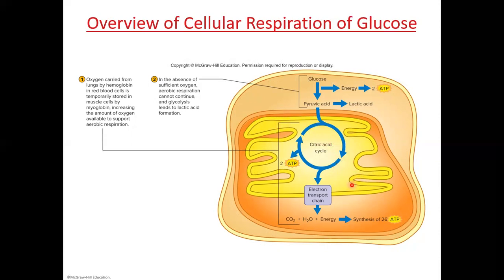It'll go through the Krebs cycle, or citric acid cycle, and go through oxidative phosphorylation, and it will make a large amount of ATP. But if oxygen is not present, the pyruvate naturally breaks down into lactic acid, and that's going to cause a problem for the cell.